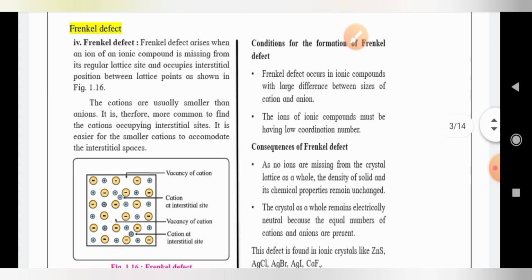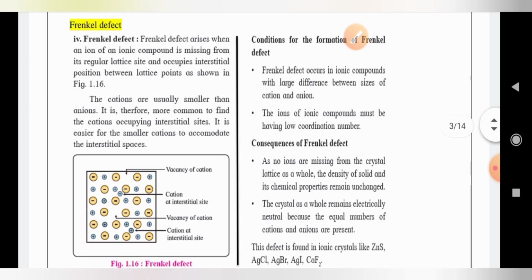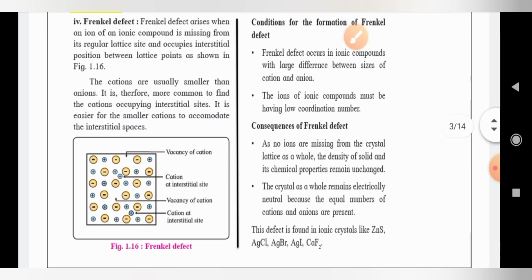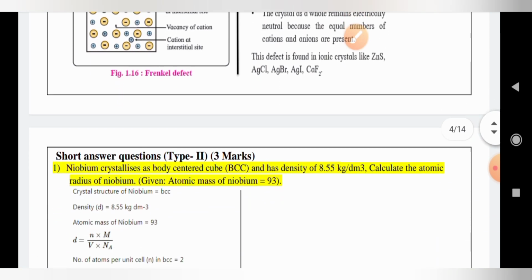Next to this one, Frenkel defect. What is Frenkel defect? Ions are dislocated from their original position, or the position of ions changes in the structure, called Frenkel defect. Cations or anions change their original position, and this occurs in an ionic compound with a large difference in the size of cation and anions having low coordination number. Examples: silver chloride, silver bromide, silver iodide.